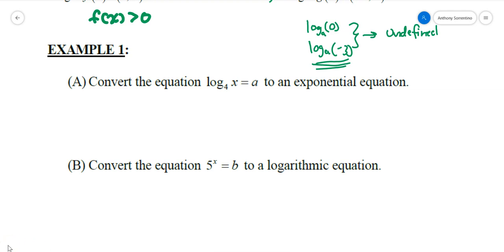So for part A, remember that I always recommend start with the base. The base in this one is 4. So I'm starting with that base, which means that the base of the logarithm should be the base of the exponential function. As far as the rest goes, it's basically switching places across the equal sign. The x was on the left, so now it's going to be on the right. The a was on the right, so now it should be to the left. And for me to apply an exponential base to something, that means that a has to be the exponent. And so this is 4 to the a power equals x.